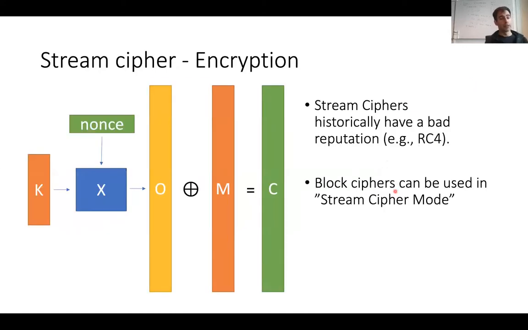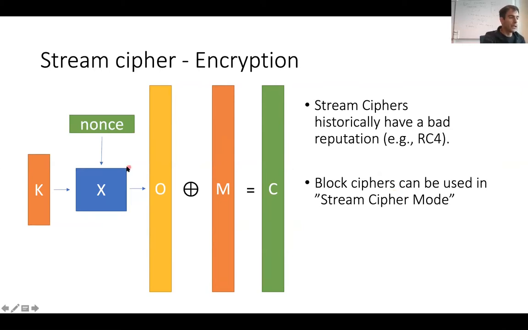Let's see some examples. Now we talked a lot about definitions and security. Let's see some examples of how we actually do encryption in practice. So the first example of practical encryption schemes that we encounter is stream ciphers. Stream ciphers are called stream ciphers because they are good for encrypting, surprisingly enough, streams of data.